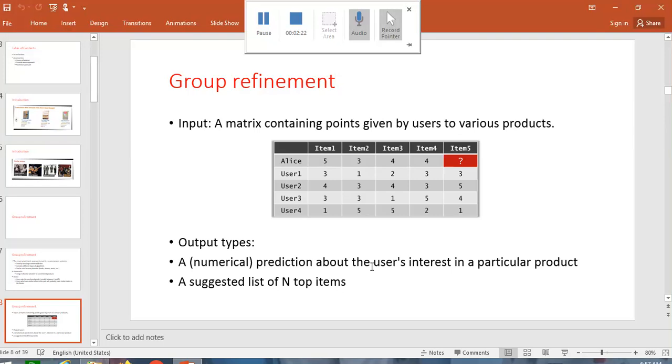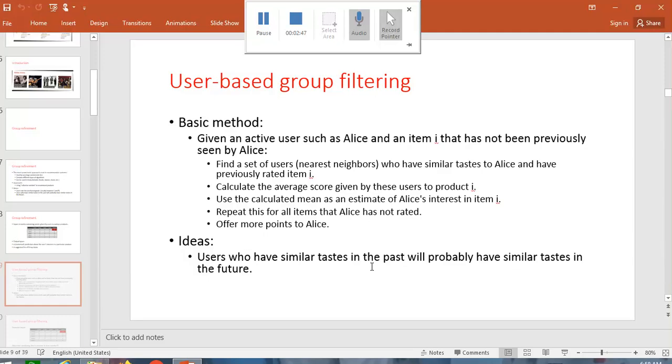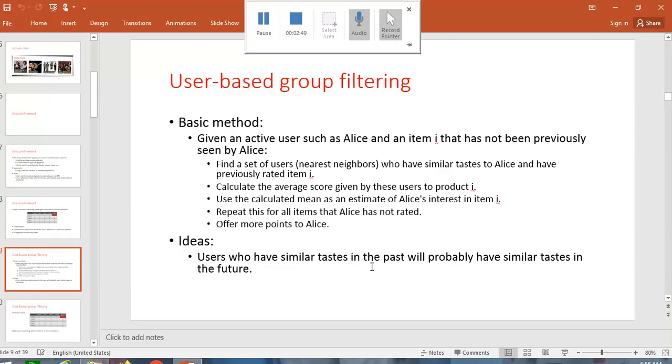What outputs do we have from this matrix? One output is numerical estimates. We want to predict what this user Alice would likely rate this 5th product if she had purchased it. If this score is high, we recommend this product to Alice. Here 5 means the most interest and 1 means the least interest. We recommend a list of suggested products to Alice.